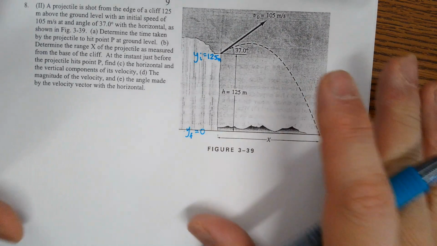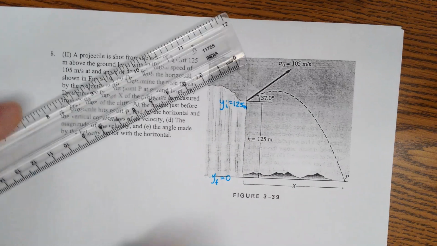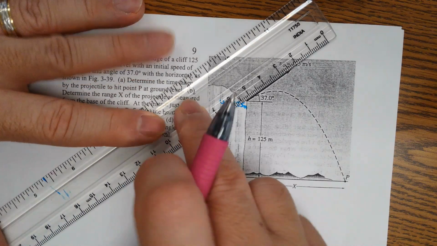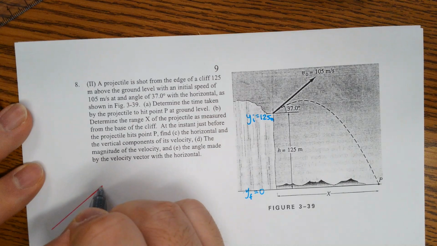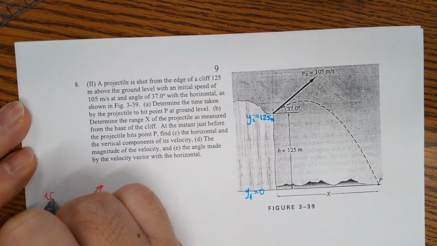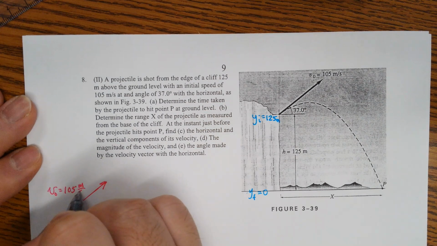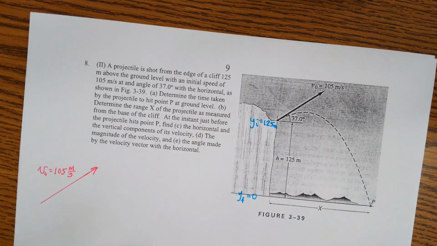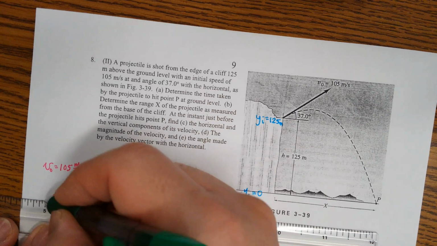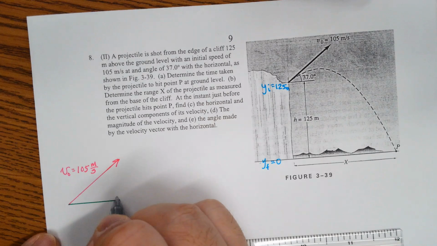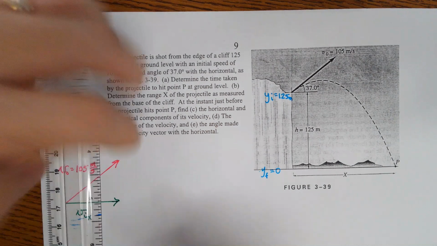Now, determine the time it takes for the projectile to reach point P, which is right before it hits the ground. So before we even start doing that, we should find the x and y components of my velocity. Let's draw out my V naught here. My V naught is equal to 105 meters per second, which will have x and y components. And here I have my VIX and my VIY.